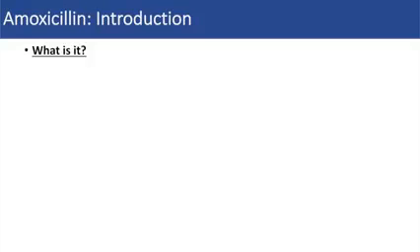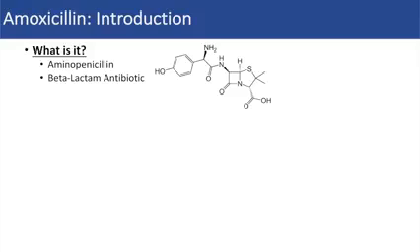So what is amoxicillin? Well, amoxicillin is actually one of the aminopenicillins, and it is a beta-lactam antibiotic. So like all the beta-lactam antibiotics, it actually has a beta-lactam ring.